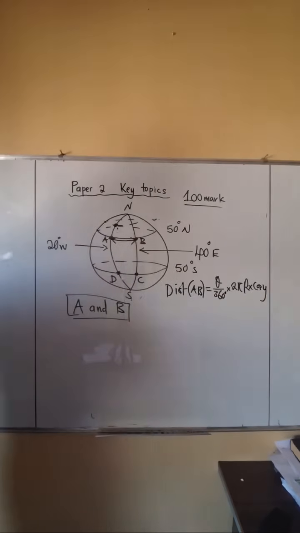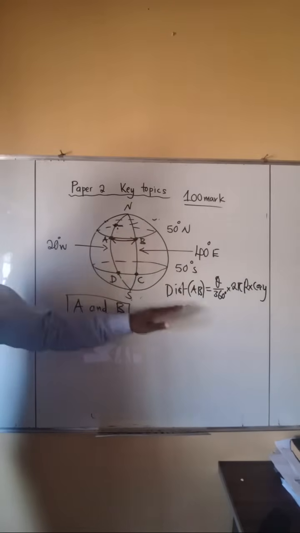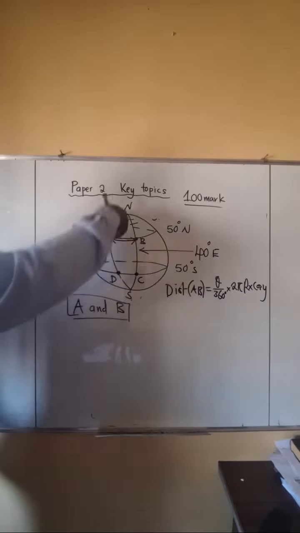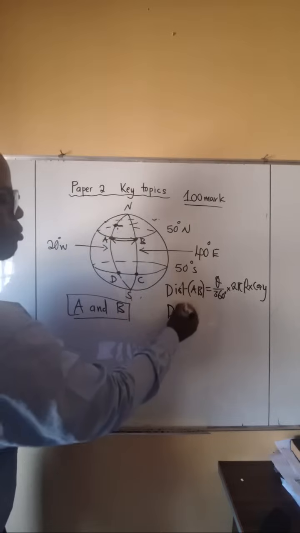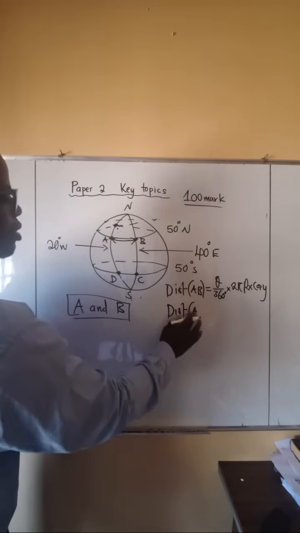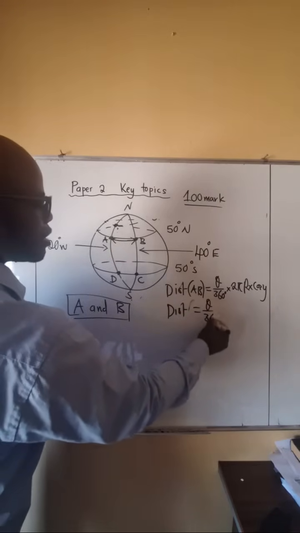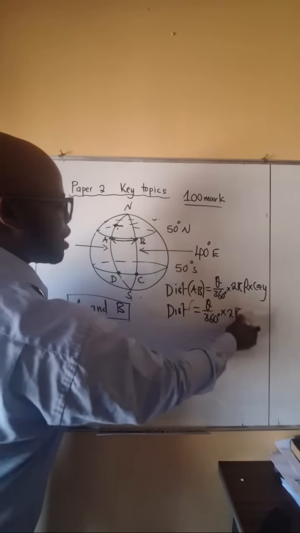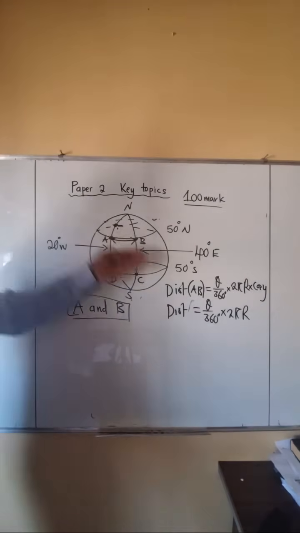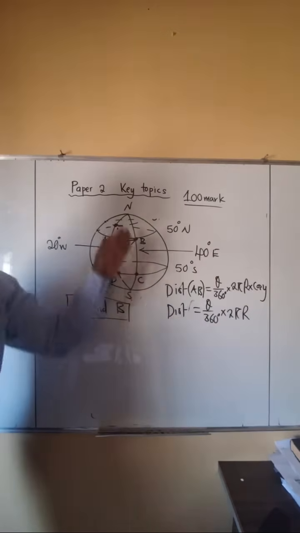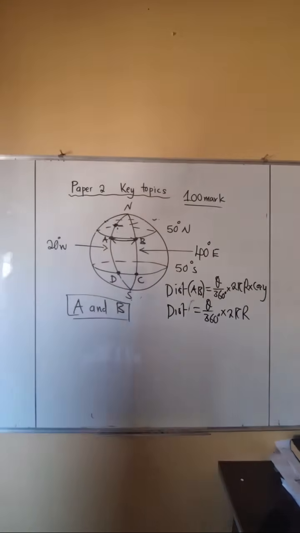Let me say that again. When the distance is along the latitude, this is the formula we use. But when the distance is along the longitude, the formula looks like this: distance, whatever you're finding, is equal to theta over 360 times 2 pi capital R. That's all. So for distance along the latitude there is cos y, but for distance along the longitudes there is no cos y. The same thing, but don't put cos y.